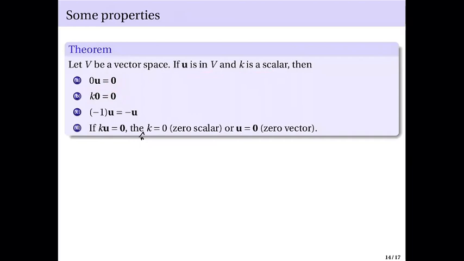Now, if you have the scalar -1 and you multiply it to the vector u, what you will get is the negative of u. Which means that if you have any vector u, you can always get the negative of that if you just multiply your vector by -1.